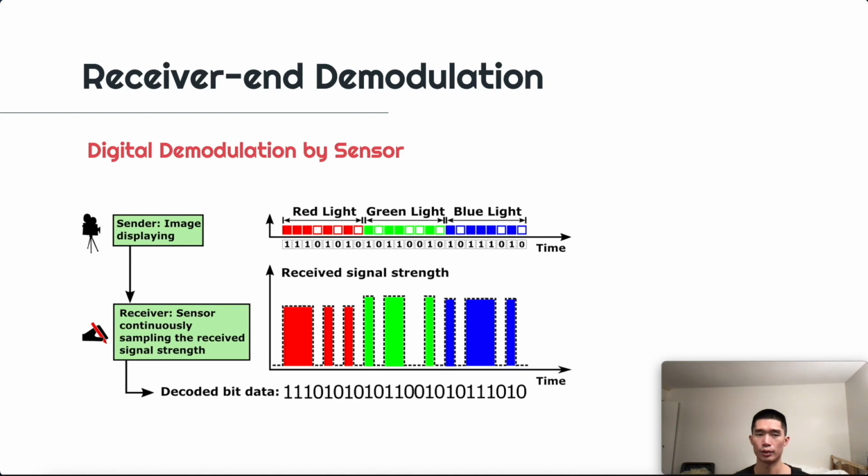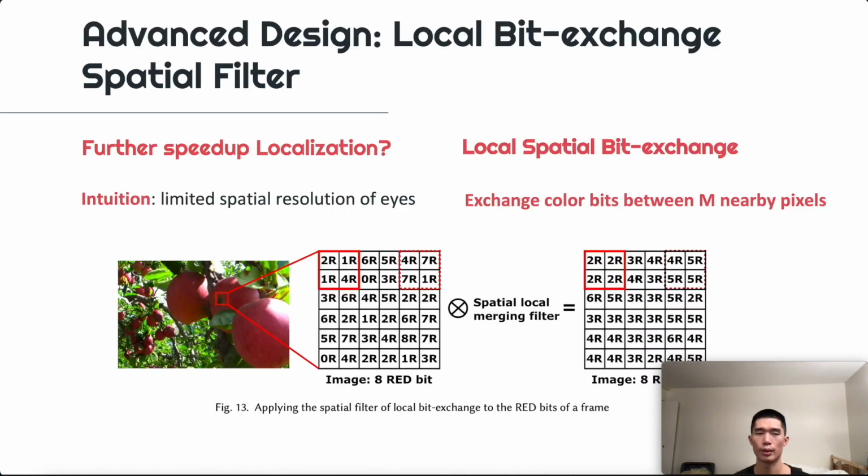On the receiver end, it's pretty simple. If it receives a 1 turn-on bit, it sees some signal. If it's a 0 bit, there's no signal. Okay, so that wraps up the basic design. We also came up with a more advanced design to further speed up localization.